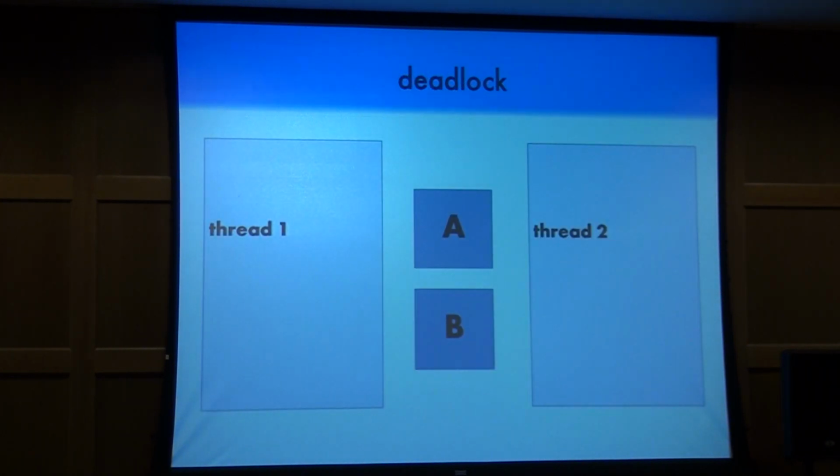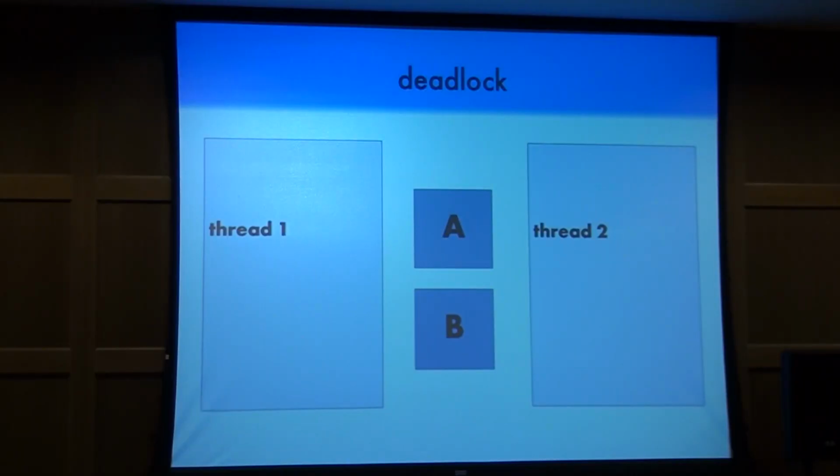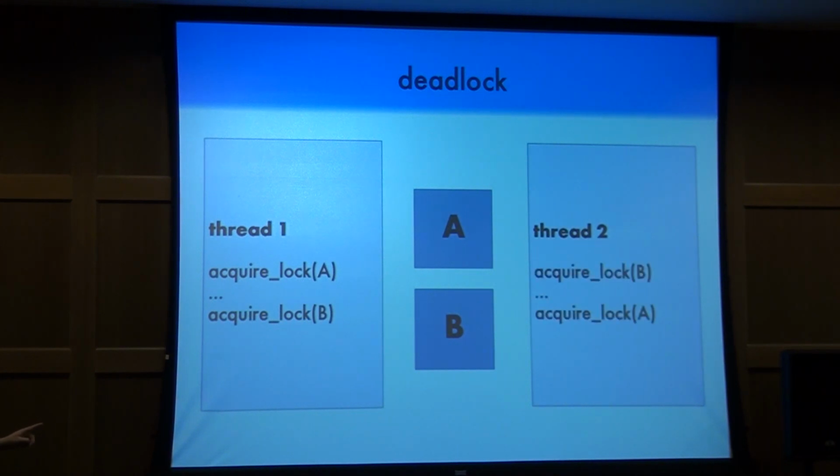So this, again, is a classic thing from multi-threaded programming. Let's say that we have 2 threads, thread 1 and thread 2. We have 2 locks, lock A and lock B. Both of these threads want to interact with these locks, but they happen to interact with them in opposite order. So thread 1 attempts to grab lock A and then attempts to grab lock B. Thread 2 attempts to grab lock B and then lock A, in the opposite order.